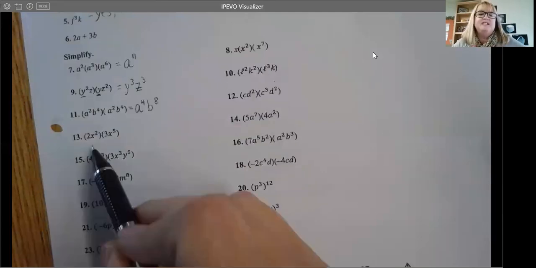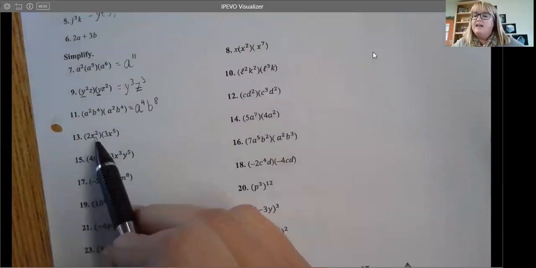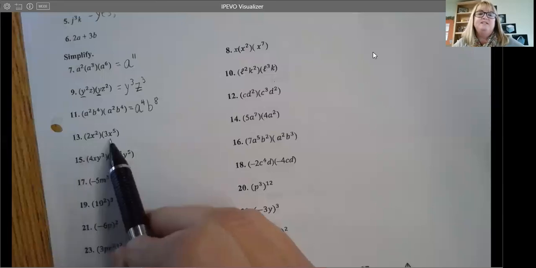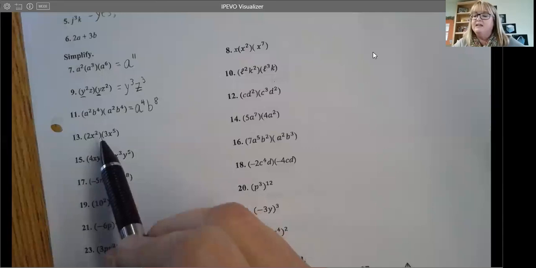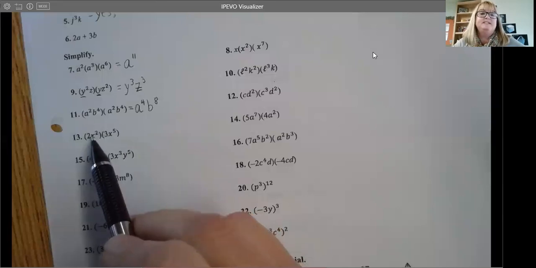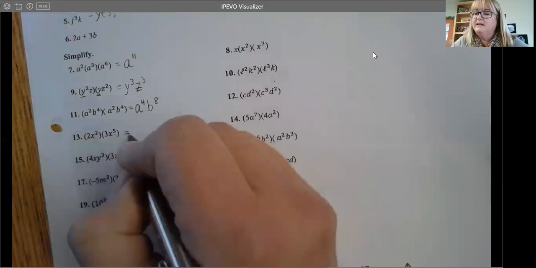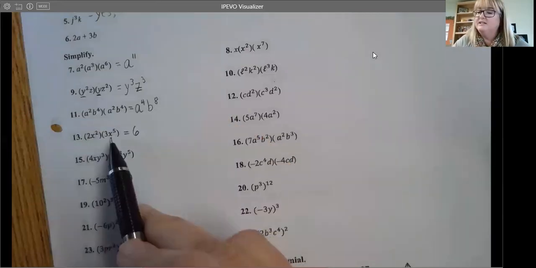13. Now this is interesting because we've got a coefficient, a base with an exponent, coefficient, base with an exponent. If it's a multiplying problem like this, you can multiply the coefficients and then add the exponents with x as the base. So 2 times 3 is 6. X squared times x to the 5th is x to the 7th.